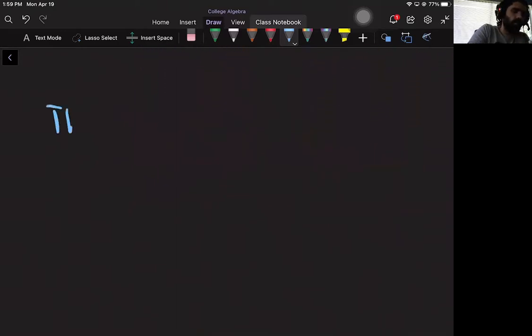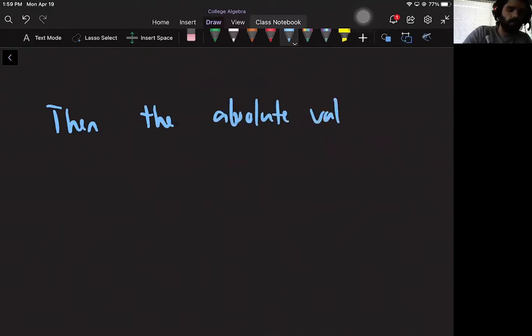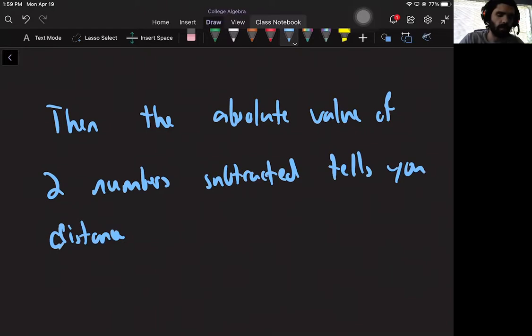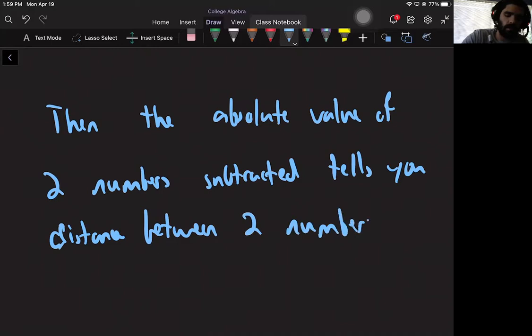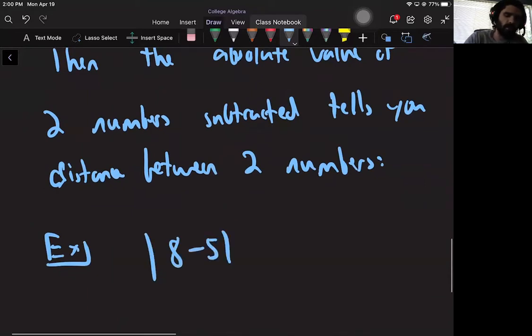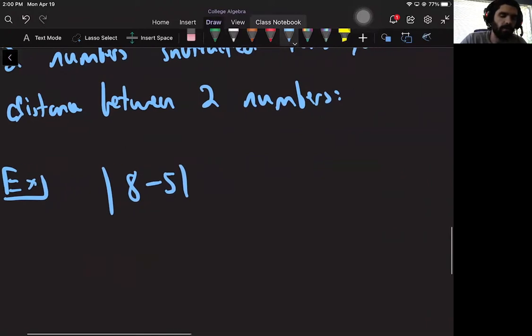Then the absolute value of two numbers subtracted is what we want to think about next. That tells you the distance between the two numbers, or how far away the two numbers are. So let's just see that in action here. The idea is if I take the absolute value and I subtract two numbers, that should tell me how far the two numbers are away from each other.